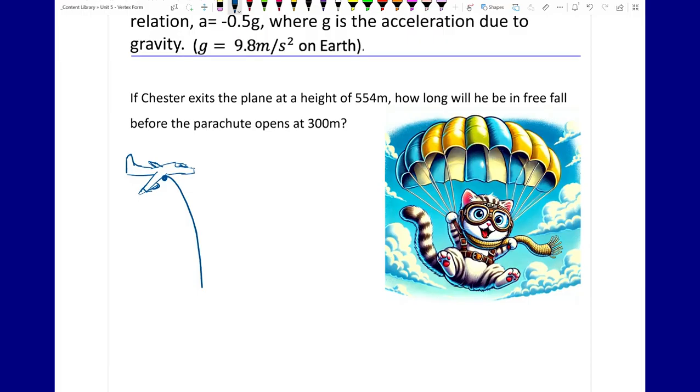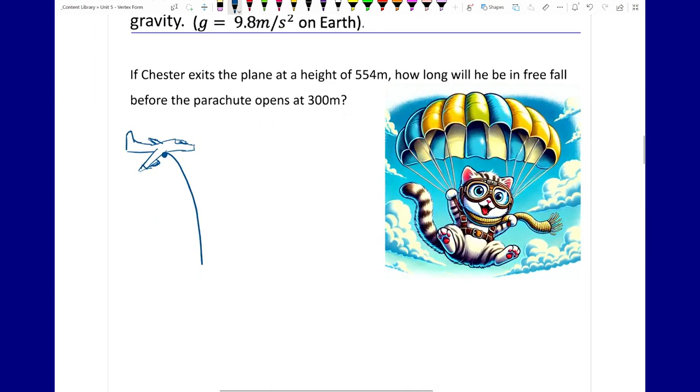The height of this is going to be, if we're dealing with time, so when time is 0, the height is 554, right? So our vertex we're given based on the scenario of our question. So we're told the vertex, right? And we're looking for how long it will take until he reaches 300 meters. So we're looking for an x value.